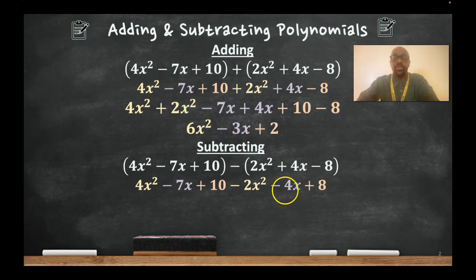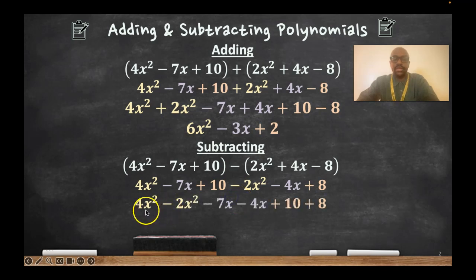All right, so from here, you combine like terms like we did in the adding one. The only thing different is when we subtract, we have to not forget to distribute this negative 1 throughout this parentheses. And if that was a negative 2 or negative 4 or positive 5 out front, I would have to distribute that all the way through. Now I can just combine like terms. You can see our like terms: 4x squared and negative 2x squared, negative 7x and negative 4x, and then 10 and a positive 8. Once you combine those like terms, this should be our final result.